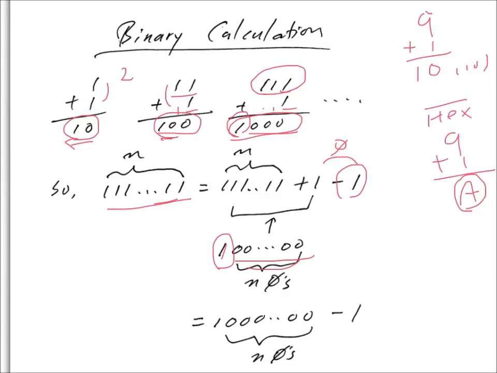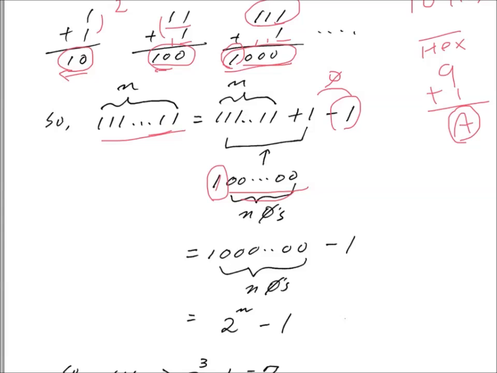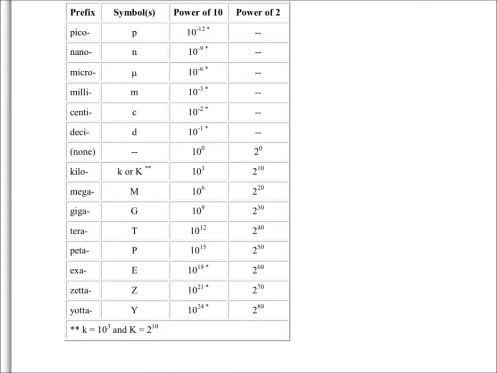So this one will be 2 to the nth, because remember we start from exponent 0, and then 1, 2, 3, all the way to n. Okay, and so n number of ones will be 2 to the nth power minus 1. Okay, this is the final slide in this video.